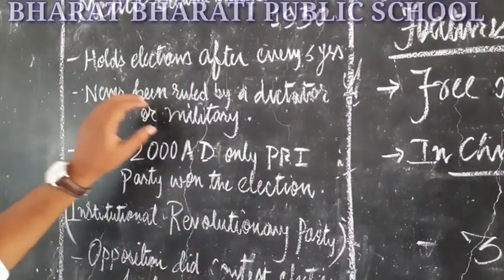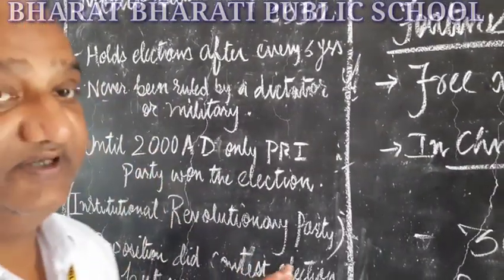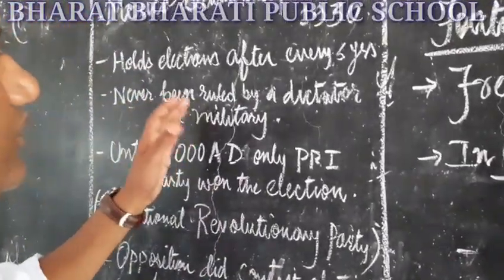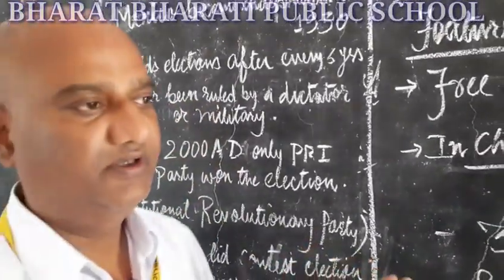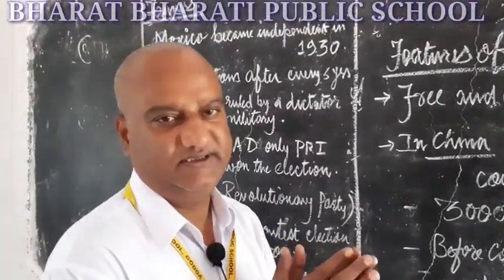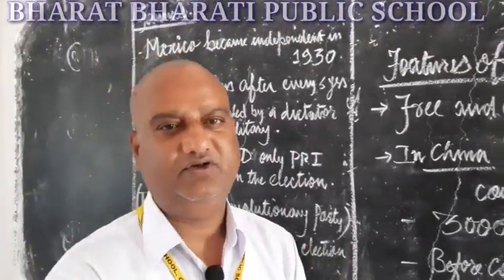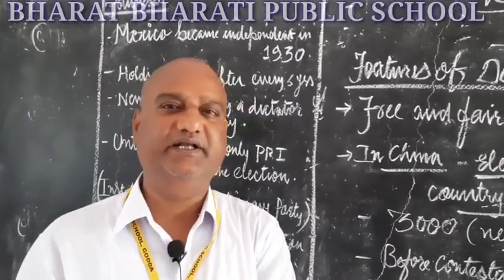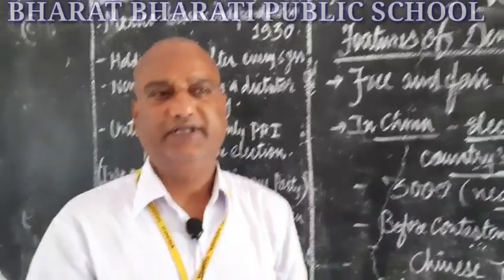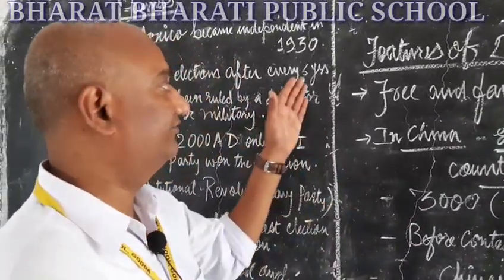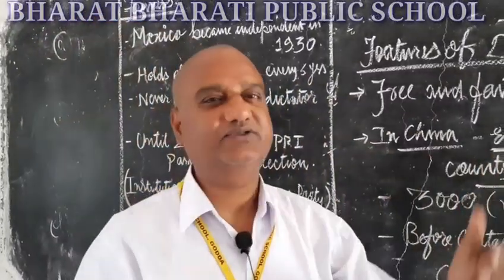Now, Mexico is another very important example. Mexico has never been ruled by a dictator or a military. From all viewpoints, Mexico is an ideal democracy. Since Mexico became independent in 1930, elections have been taking place to choose its representatives or administrators, and every 6 years everybody gets the chance to contest elections.